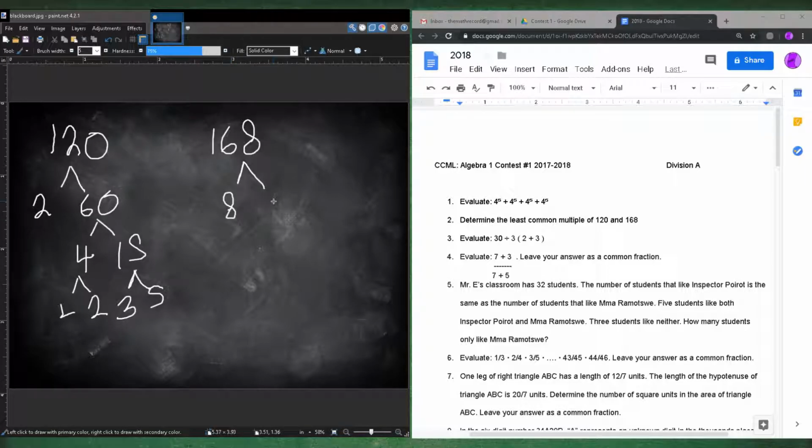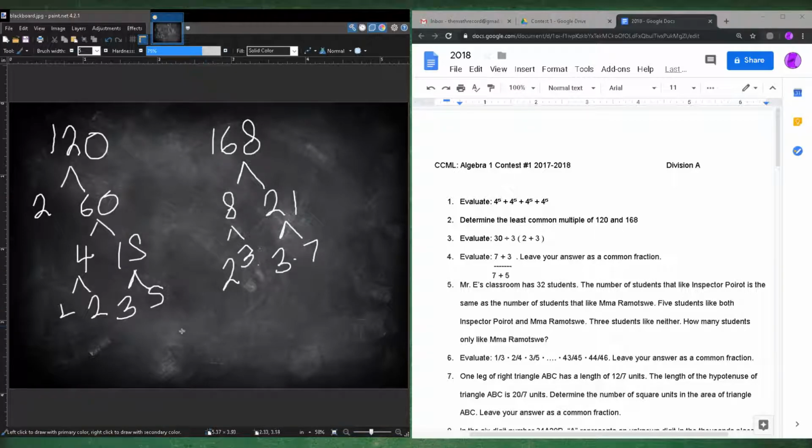168, you can divide that by 8, so this gets 21. This is just 2 to the power of 3. And write it a little neater, okay? And this is just 3 times 7. So on this side, we have 2 times 2 times 2 times 3 times 5.